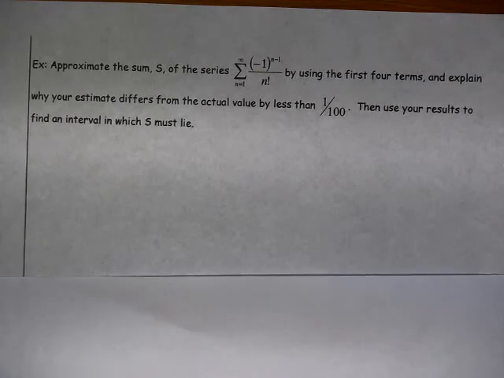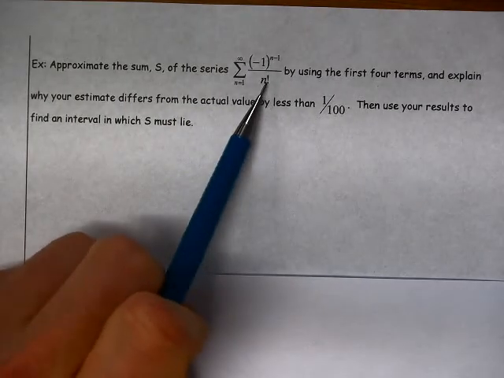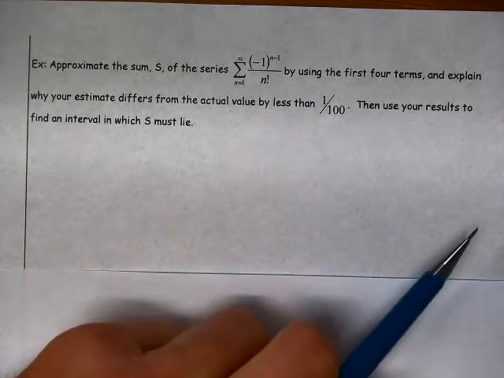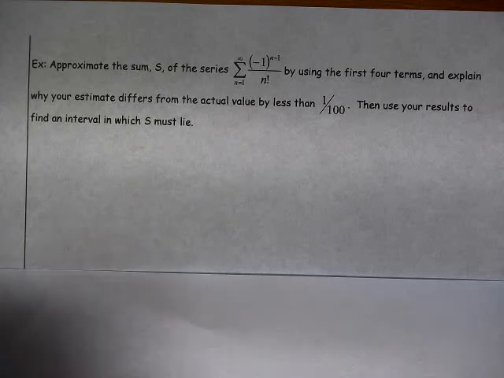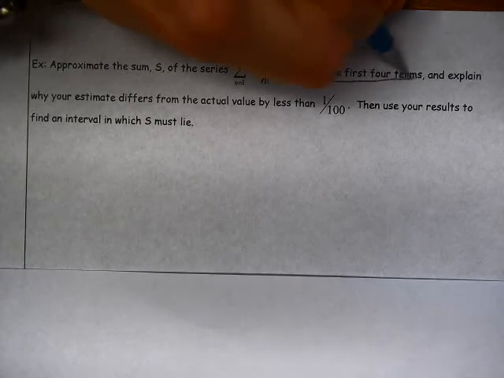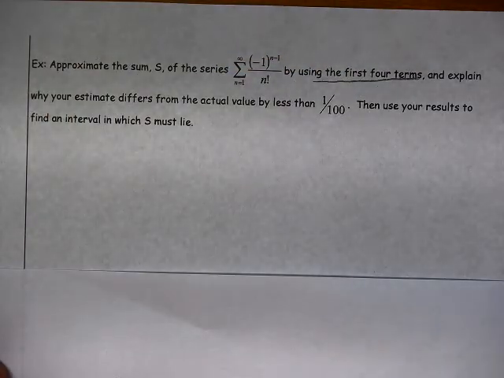Our first example asks us to approximate the sum of this series by using the first four terms and explain why our estimate differs from the actual value by less than 1 over 100. Then use your results to find an interval in which s must lie. So let's break this down into reasonable sections. Let's approximate the sum using the first four terms.